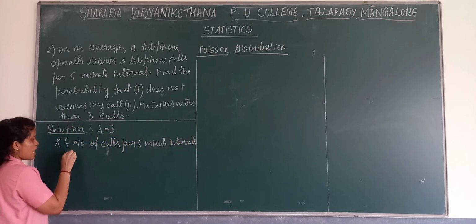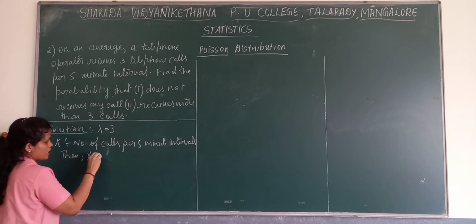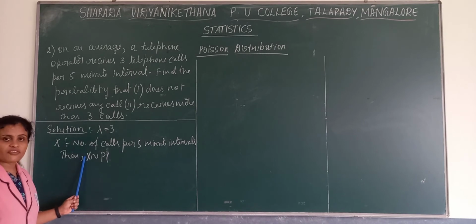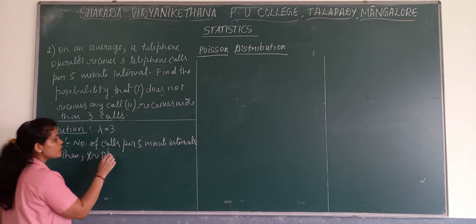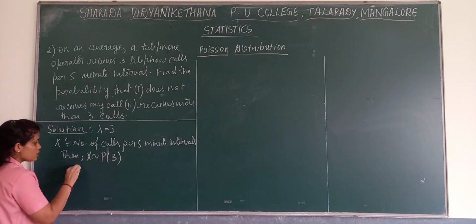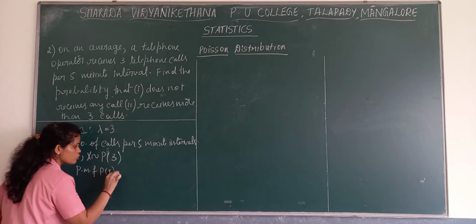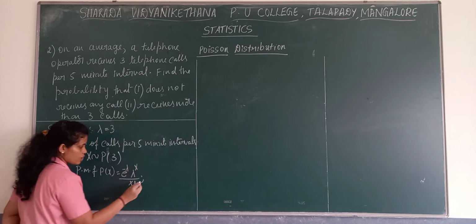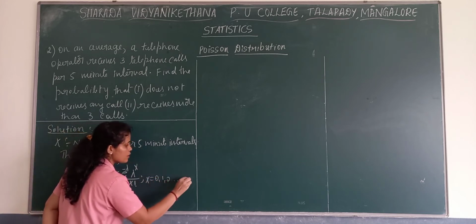In 5-minute intervals, and x equivalents. A Poisson variate x with parameter lambda, where lambda is 3 here. Then the probability mass function p of x is equal to e to the power minus lambda, lambda to the power x divided by x factorial, where x is equal to 0, 1, 2 till infinity.